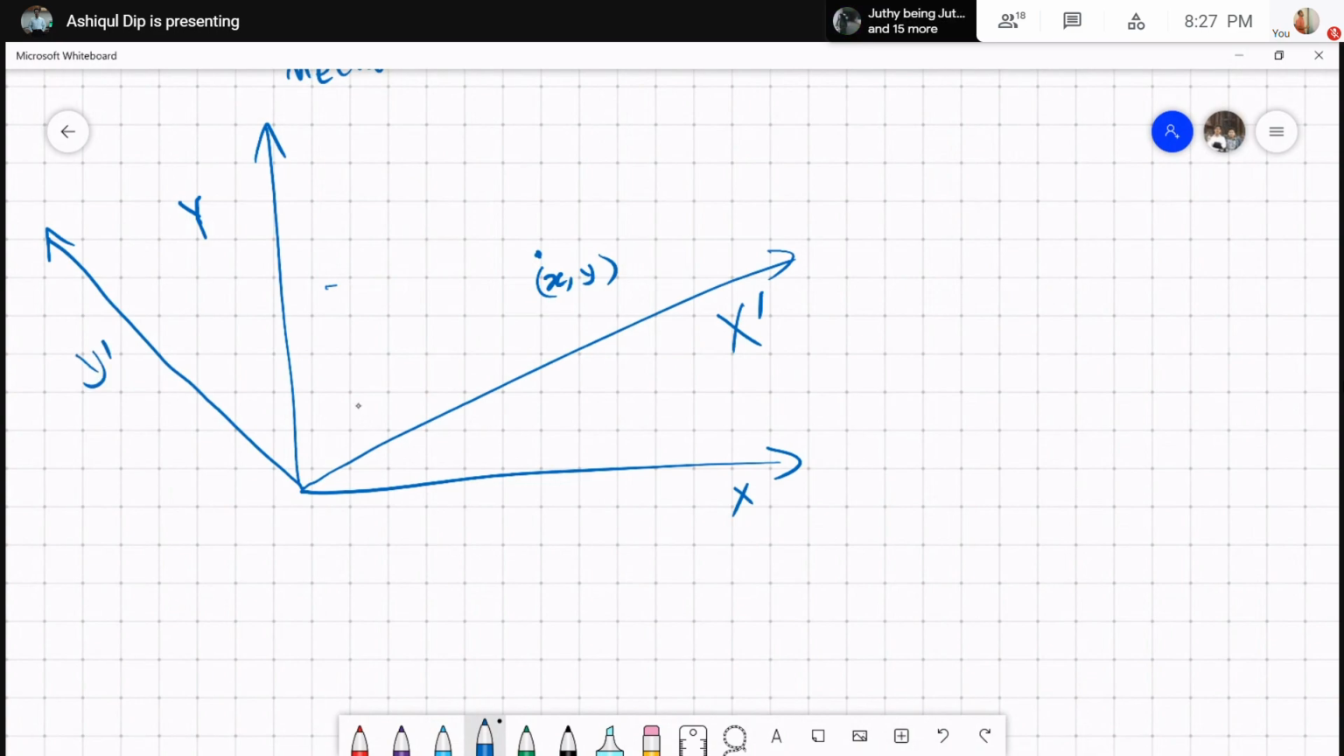Actually, I'm trying to write capital, not small. And in this new rotated system, the coordinate of this point is x prime comma y prime. So our question is, if this angle is theta, what's the relation between x, y, and x prime and y prime? Do we need to derive it, or can we just write it?